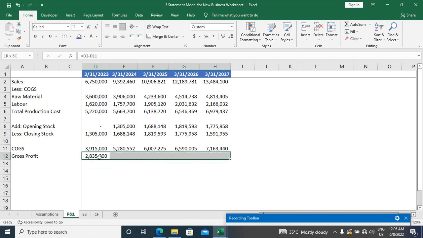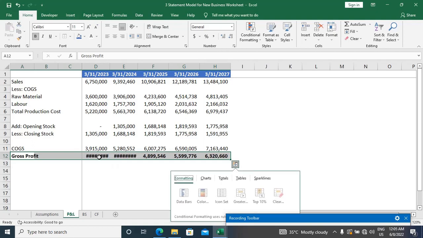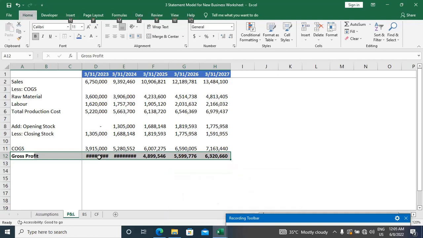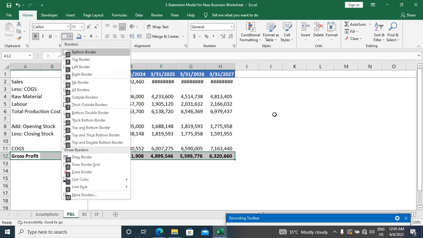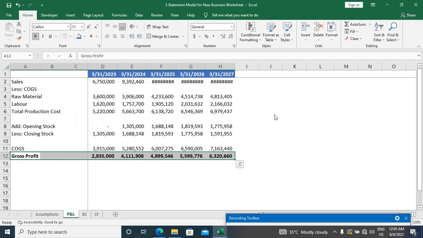You can just Control R. You can just make the entire thing look bold, Alt O C A. Then for putting a border, Alt H B border. For the top border, press P. Gross profit has been calculated now.